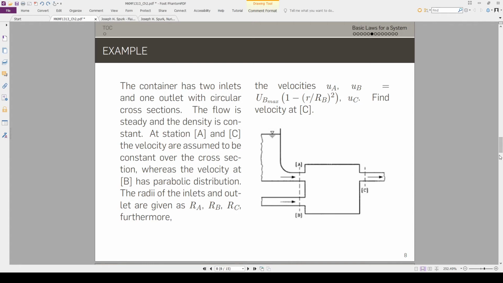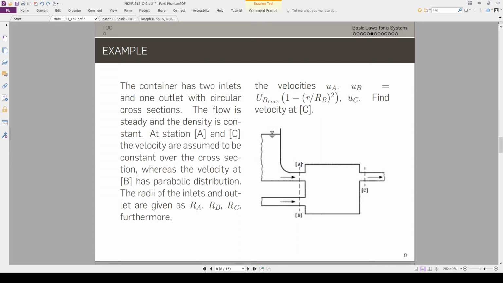So at the start, let's look at our first example on solving the conservation of mass. Given that we have a container, so this is our container here, and the container has two inlets, which are at stations A and B, and then one outlet which is at station C. The flow is considered steady, and the density is considered constant.